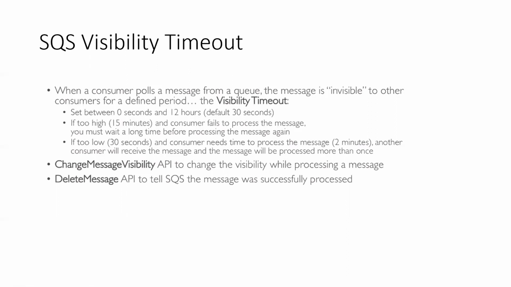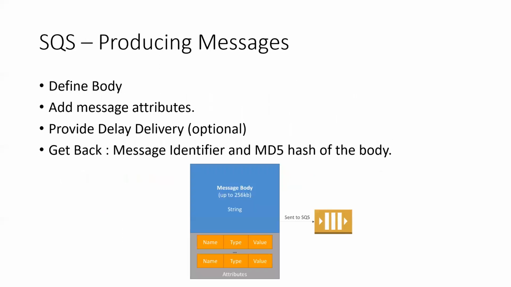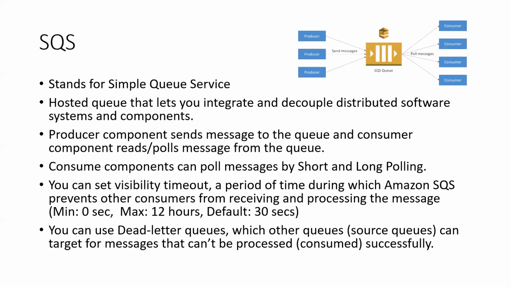So what is visibility timeout? When a consumer polls the message, to prevent the message from other consumers related to that queue, they cannot see that particular message after a particular time. You set the visibility timeout. The exact definition we have written here says that it is a period of time during which Amazon SQS prevents other consumers from receiving and processing the message. The default is 30 seconds, minimum is 0 and maximum is 12 hours.